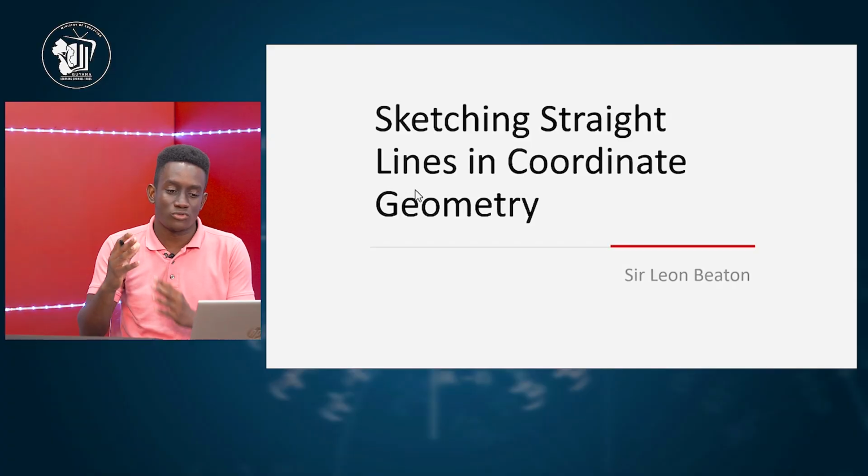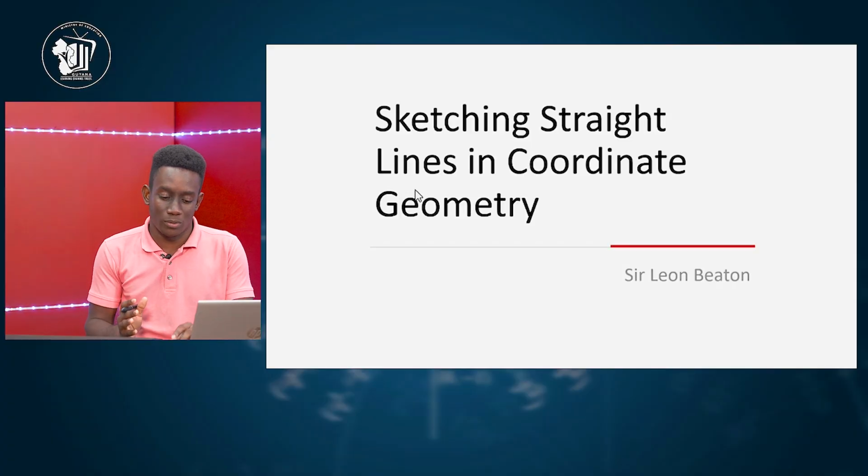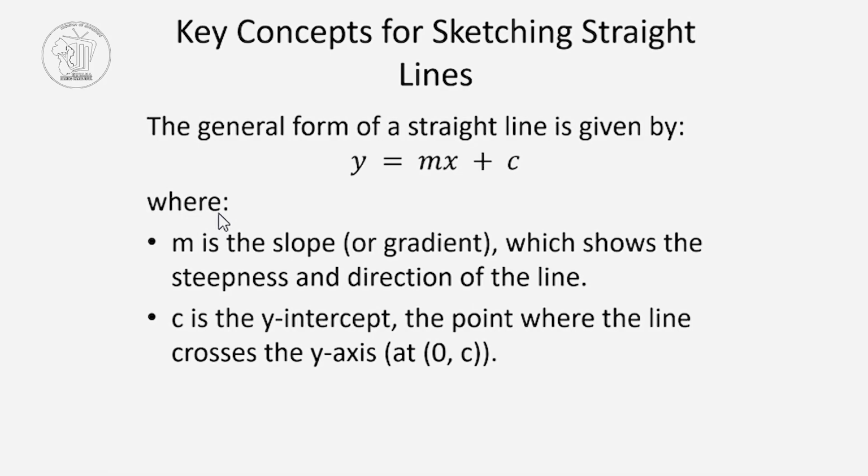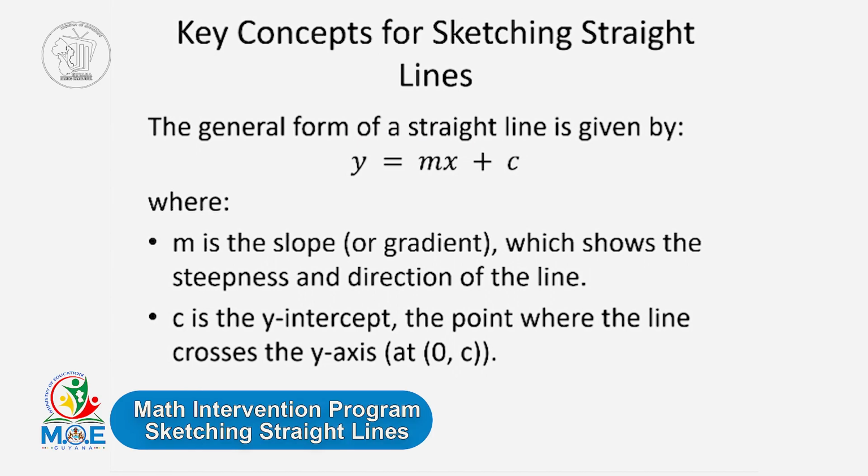First of all, let's recap some of the things that we should know. What is the general form of the straight line? The general form is y equals mx plus c, in which m is the gradient and c is the y-intercept. The gradient is the slope of the line, and the y-intercept is the part of the line that crosses the y-axis. So let's head into the first sketch.